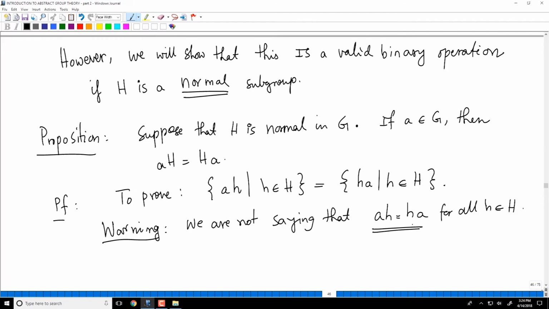Why am I not saying this? This is a weaker statement because I'm saying that a small h is equal to some other small h times a. So we only need aH to be in Ha. Okay, it need not be this particular small h times a, it can be some other h prime times a. So it's very important to keep in mind that to say that these two cosets are the same is not the same as saying the element a times small h is equal to the element small h times a.